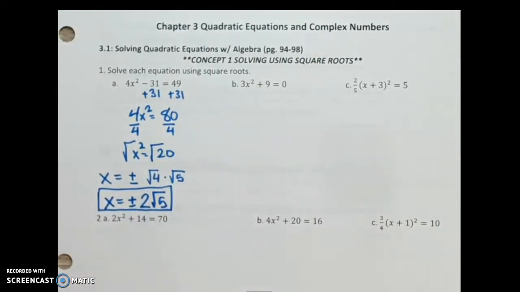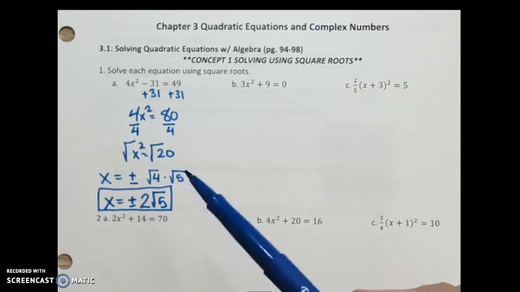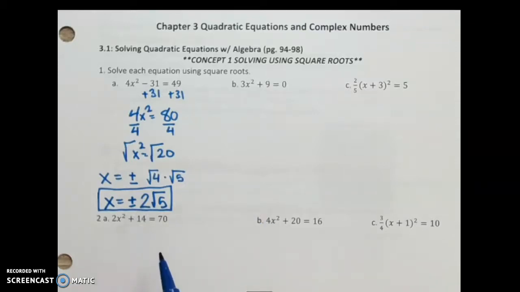Now, I really could have broken it up into 2 and 10, and then broken up 10 into 2 and 5, and I'd have pairs of 2's. And if I have pairs of 2's, again, I could pull out a 2. So I'm looking for perfect squares or pairs of 2's. No matter what way you factor it out, it's going to work in the end. Alright?